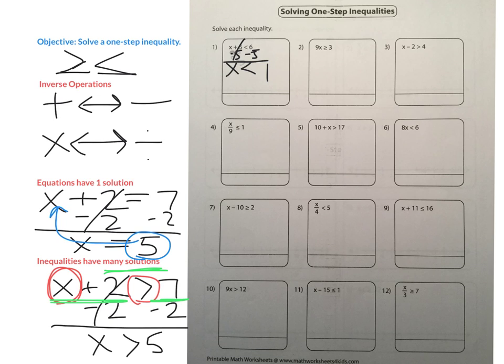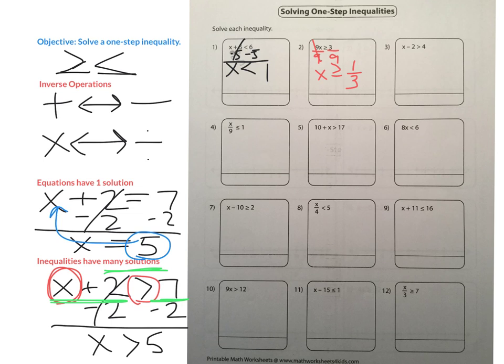Let's try the second one. The second one is using multiplying, because 9 right beside a variable means to multiply. To use the inverse, you're going to divide by 9 and divide by 9. 9 divided by 9 cancels to 1, so you're left with x. Just bring down the inequality sign. x is greater than or equal to 3 over 9, which simplifies to a third.